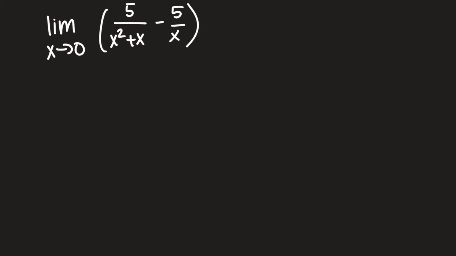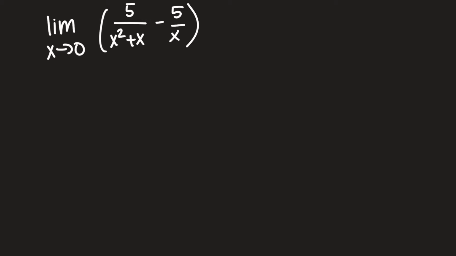So the limit as x approaches 0 of 5 over x squared plus x minus 5 over x. A couple of things spring to mind when I look at this problem. First of all, I know I can't plug in 0. There's not really a lot of factoring that can be done here, except in that first denominator. So basically, you're left with a couple of choices.